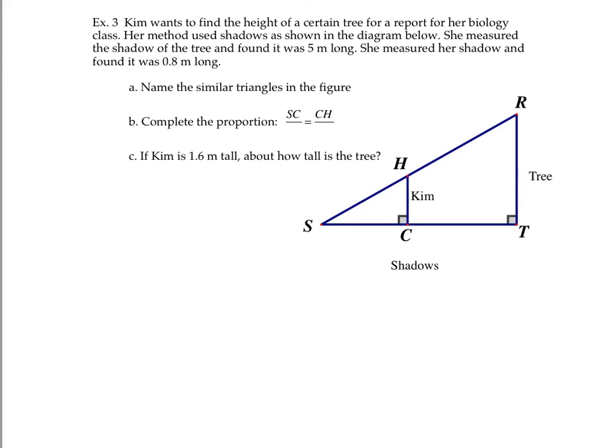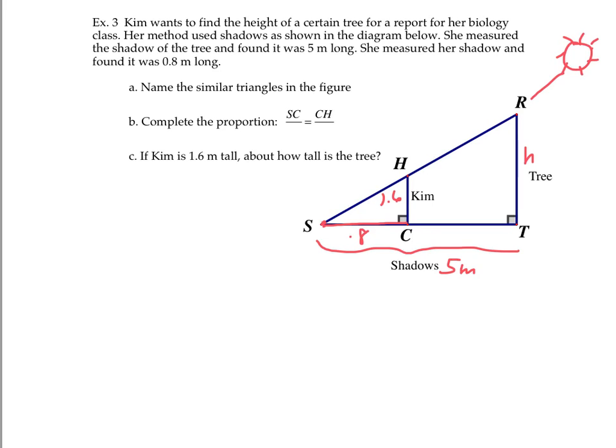So here's what's going on. The sun up in the sky casts a shadow after it hits an object. So the tree's shadow is this segment from S to T, and it's 5 meters long. And Kim is standing close to the tree, but not right next to it. And she's standing so that the tip of her shadow coincides with the tip of the tree's shadow right here. She lined it up. And her shadow is 0.8 meters long. Now Kim's height is 1.6 meters, and the tree's height is the part that we don't know.